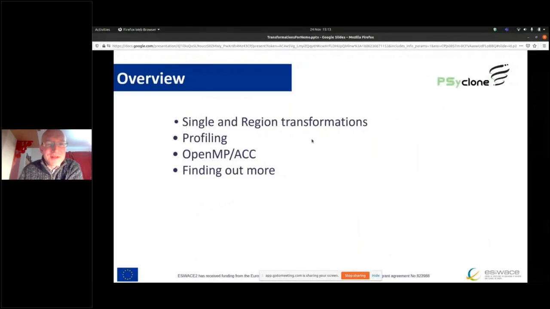Okay, you haven't missed much. That was my overview: single and region transformations, profiling, OpenMP, OpenACC, and finding out more.